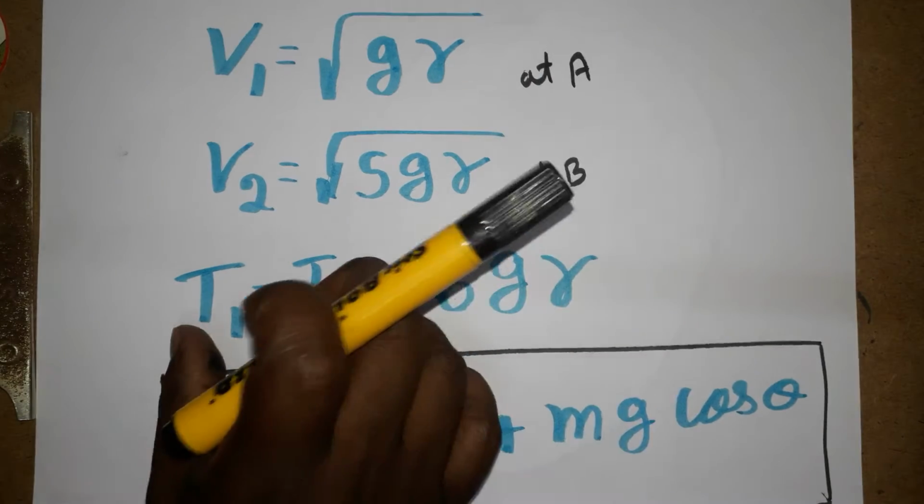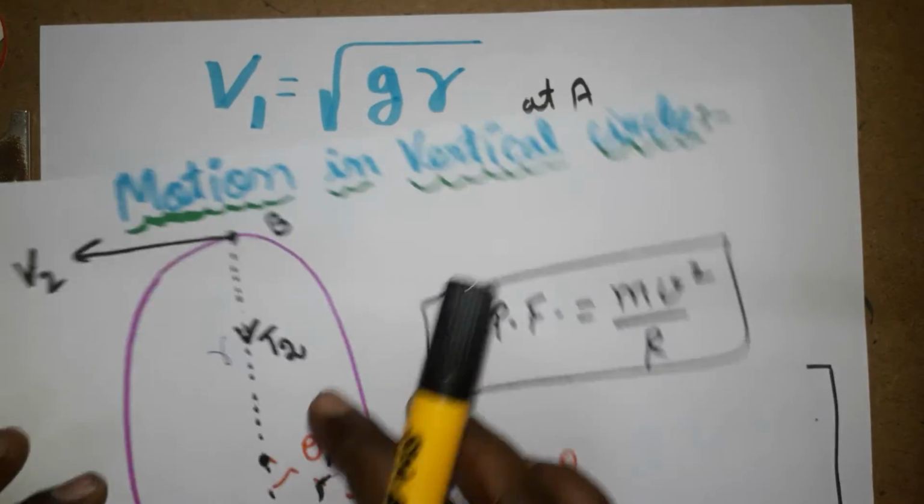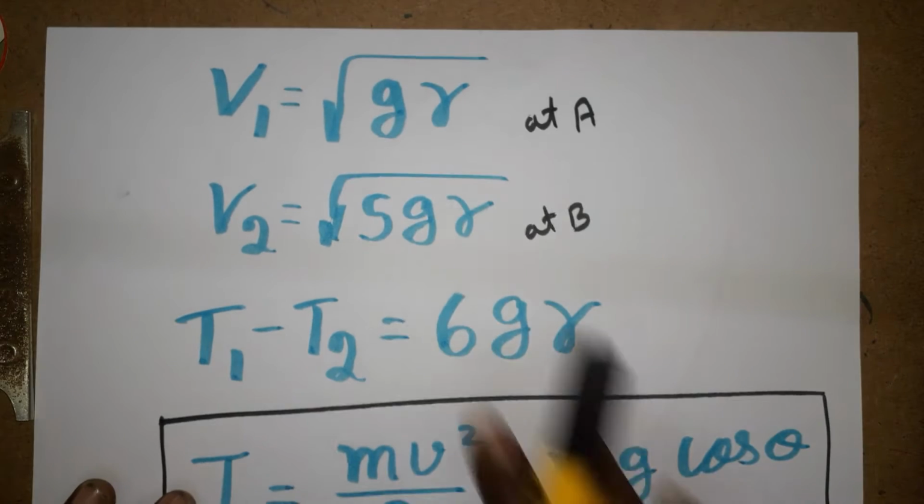The difference between two tensions is going to be 6 mg, and the minimum velocity required at the top is root of gr, and at the bottom the minimum velocity required is root of 5 gr. These are the equations we are going to derive.